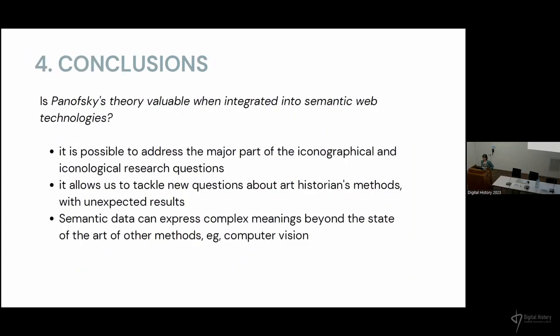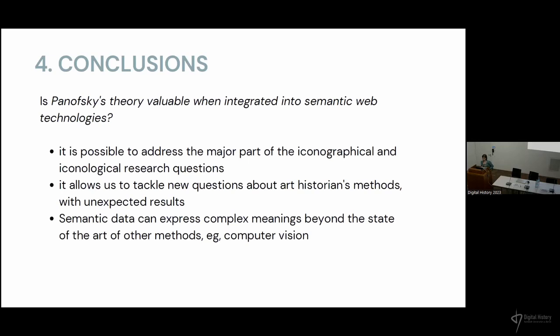So to draw some conclusions, to say if Panofsky's theory is valuable when integrated into semantic web technologies, it seems that it's possible to address some core questions of the iconographical and iconological research field. And it also allows to tackle new questions about the art historian's methods. And as we've seen, we had unexpected results that deserve further analysis and maybe can be an interesting starting point for further historiographical analysis.